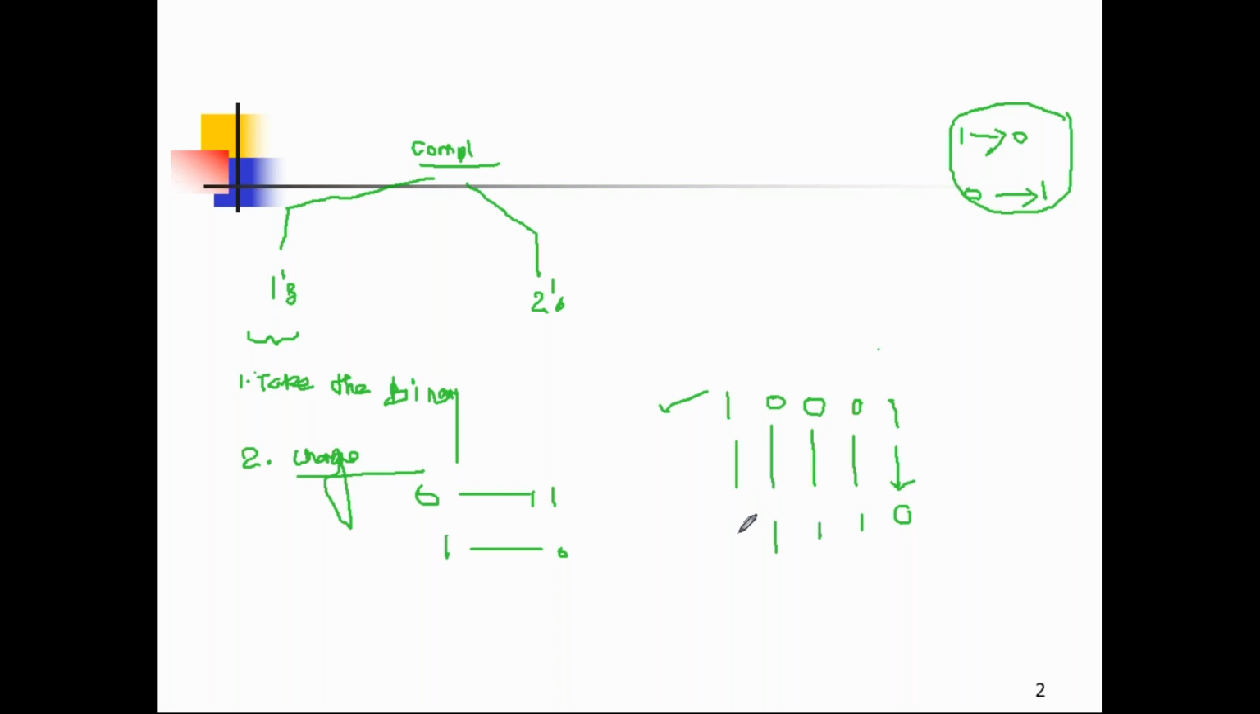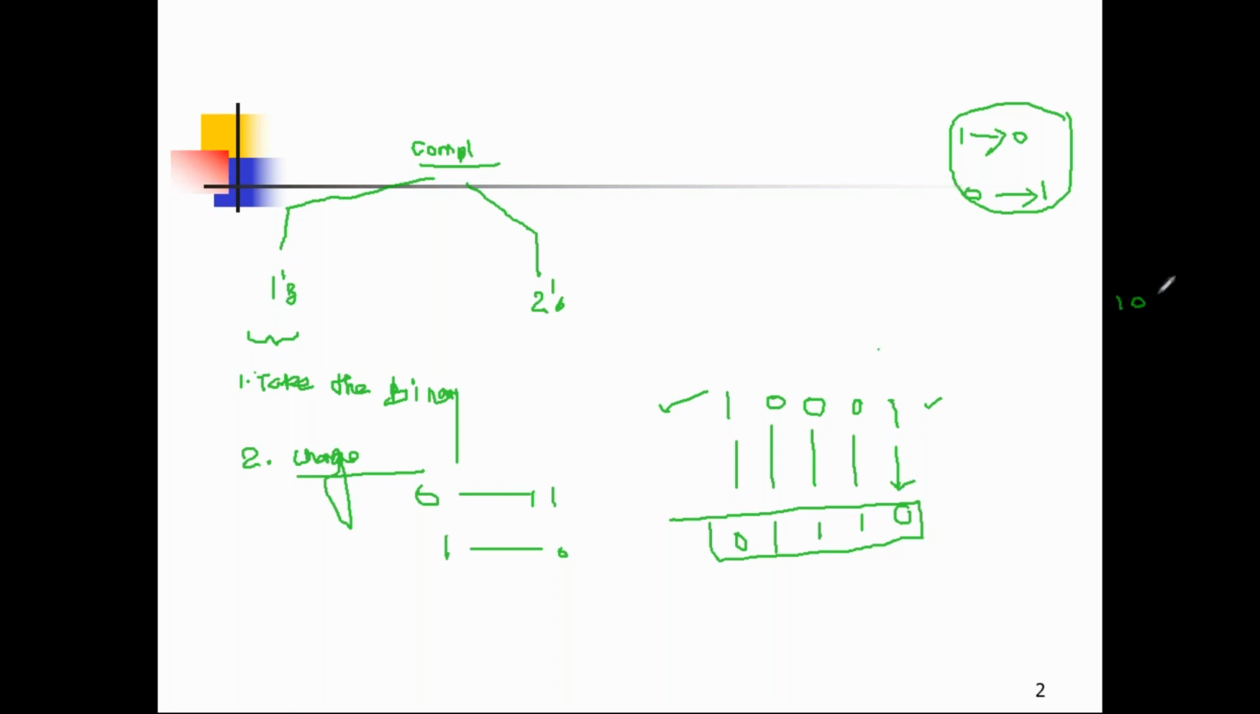Here this 1 changes to 0. So this is the ones complement of the given number. Similarly, any bit length can be converted into its equivalent ones complement. The rule is: first take the given binary number as it is, then convert ones into zeros, zeros into ones. That's all. Similarly, you can change any numbers.